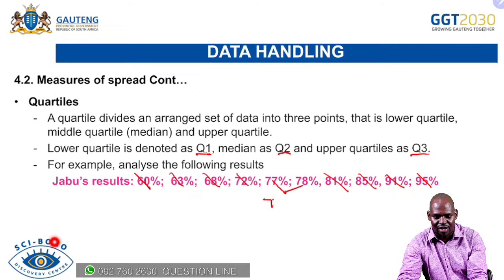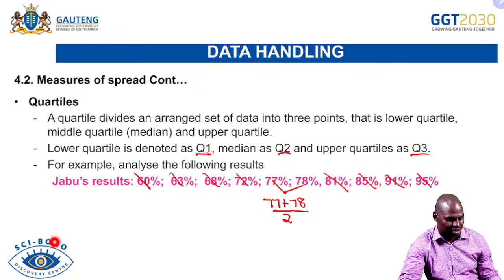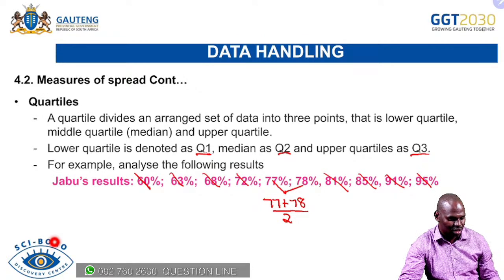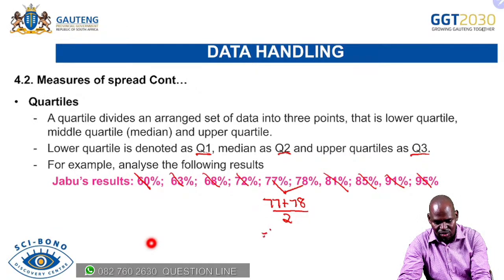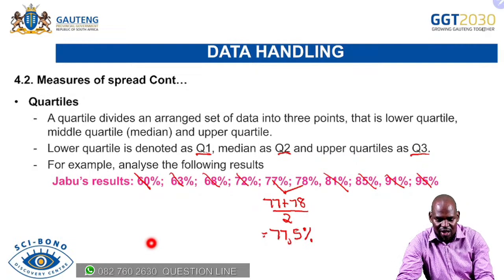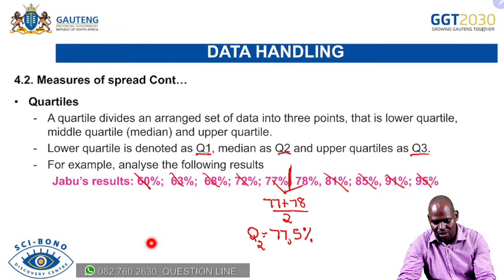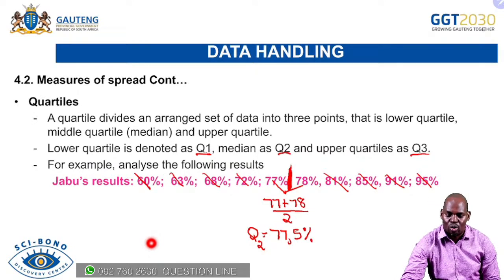So we say 77 plus 78, then we divide it by 2. If you use a calculator, you say 77 plus 78, then you divide it by 2, then this will give us 77.5%. Okay, now this 77.5% is our quartile 2. So somewhere there, between 77 and 78, we've got our quartile 2.